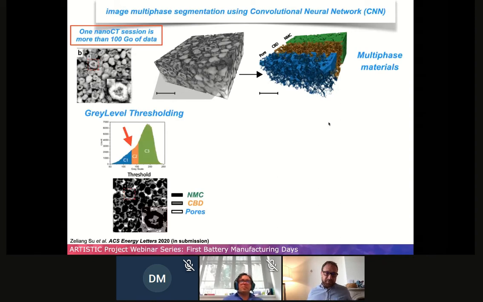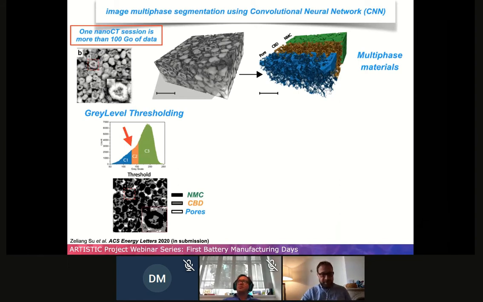So the basic way to do that is to use a gray level thresholding. As you can see here, this is a distribution of gray level. For the three phases, there is overlapping, a huge overlapping of these three phases, especially for the phase in between, which corresponds to the CBD. And the consequence is we have an overestimation of this phase in the segmentation process. This is exactly what we have here. The gray level and the CBD is huge around this particle, for example.